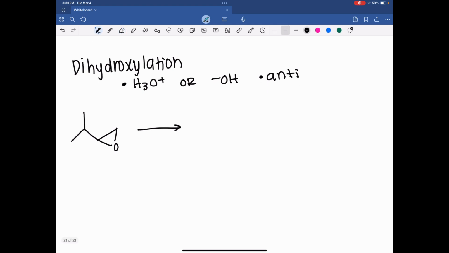Actually, let me draw it out. H3O plus. And my electrons from my oxygen are just going to come grab a hydrogen. These electrons from this bond are going to kick back to my oxygen.